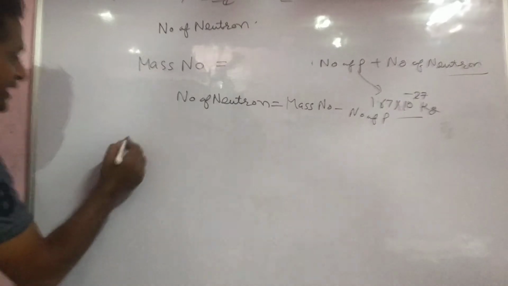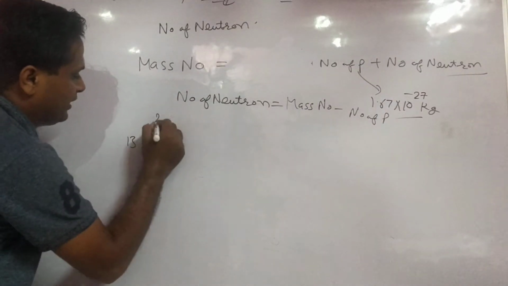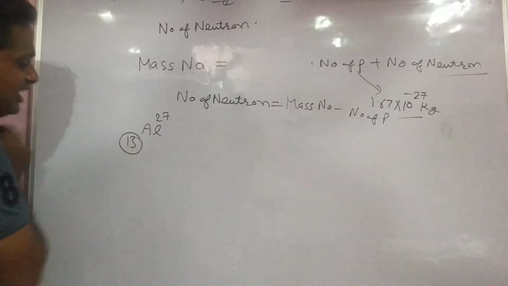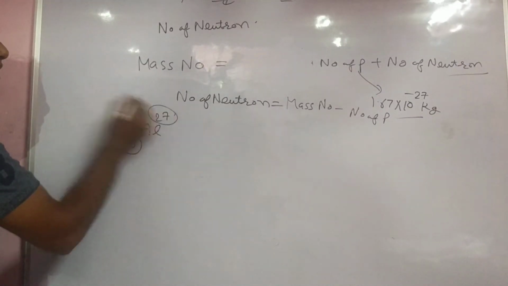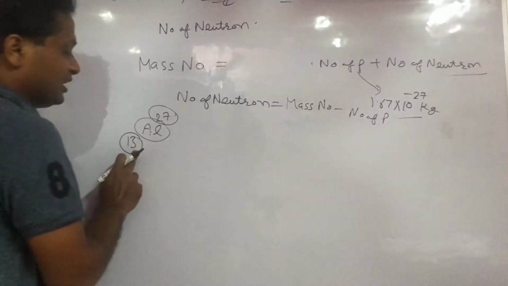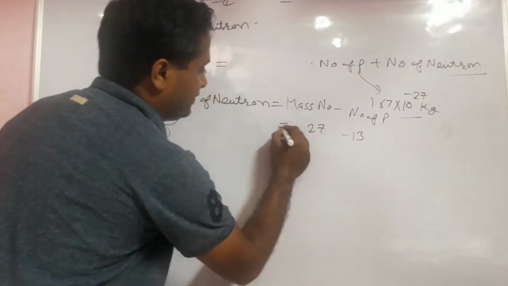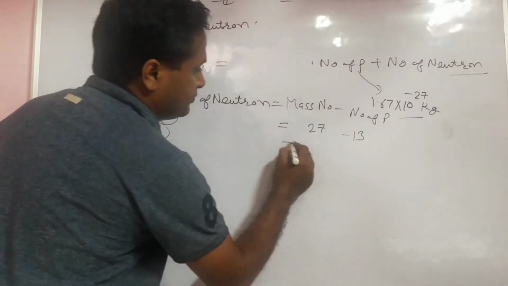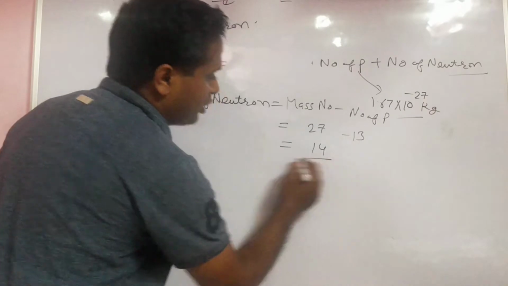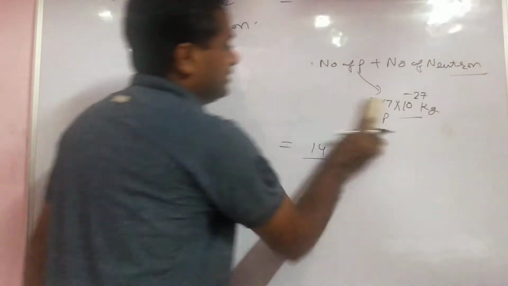For example, we take an element and do the practice. Aluminium, 13 and 27. This is the atomic number, this is the mass number, and this is the symbol of the element. The atomic number is 13, so the number of protons is also 13, and the mass number is 27. Then the number of neutrons will be 27 minus 13, that is 14. Very easy.